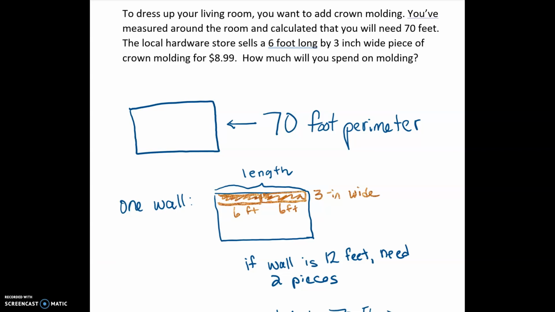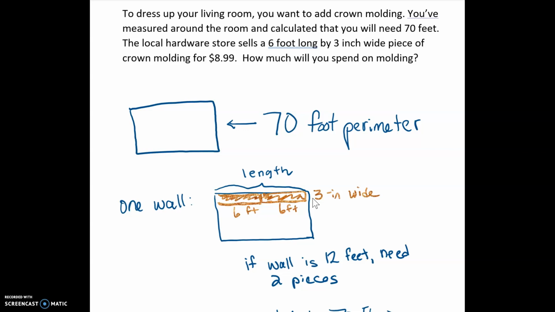Okay, so first thing is the 70 feet is all the way around the room, so measuring all the length and width of the room. So let's take a look at just one wall. I know these aren't fancy pictures, but it should help you get an idea. Looking at this one wall, I have the length of the wall, which is what I've measured. If I put the crown molding up, it's going up here at the top. There are 6 foot long sections that go across the top. The 3 inch width just tells me how far down it comes on the wall.